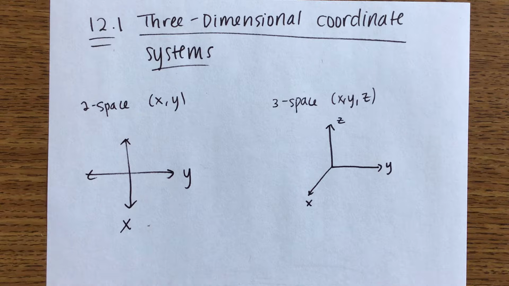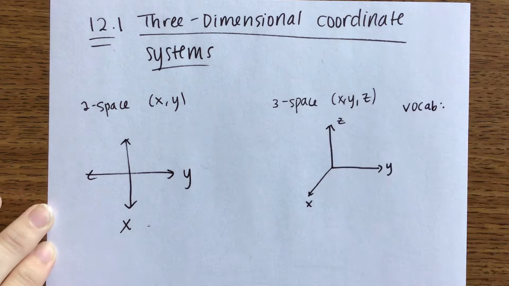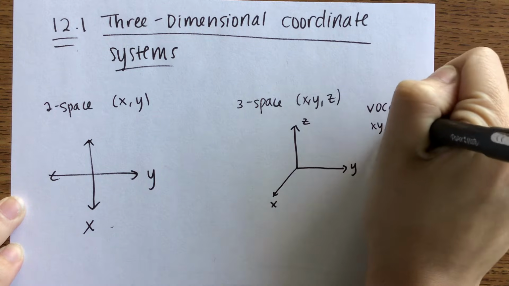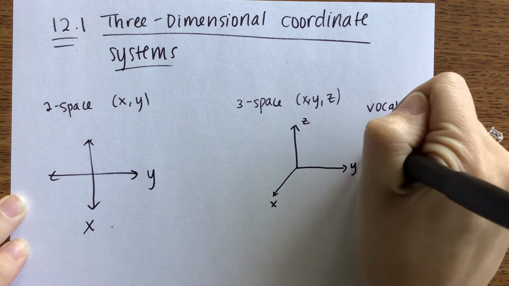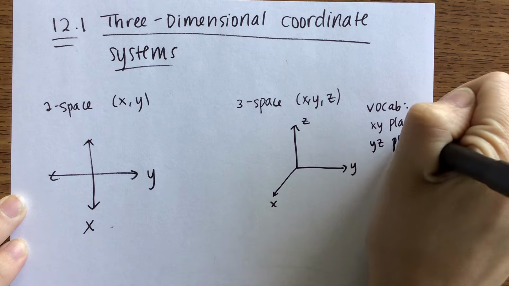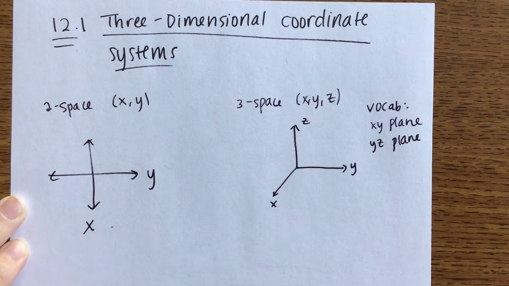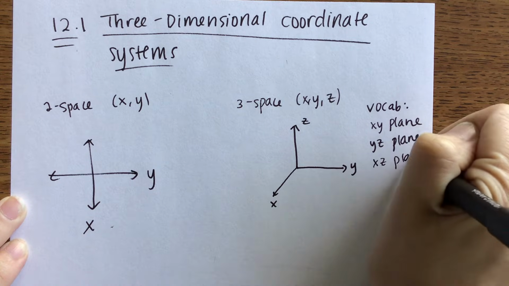Okay. Some different pieces of vocab that you need to know. We have the xy plane, so that's this one right here. We have the yz plane. That's this one right here. And then obviously the xz plane as well.